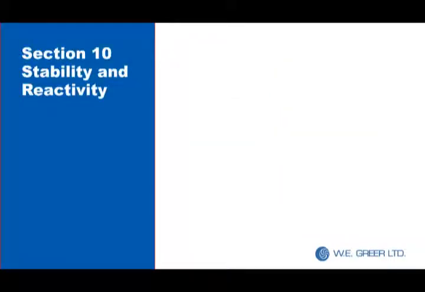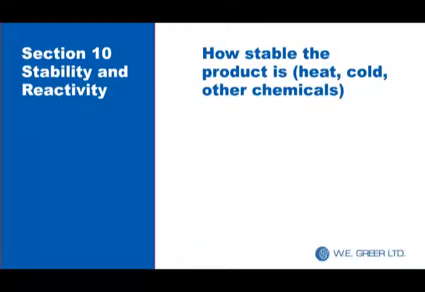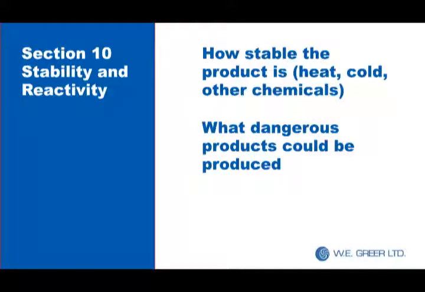Section 10, Stability and Reactivity, includes information on how stable the product is with factors such as heat, cold, other chemicals, and what dangerous products could be produced if the product does react.